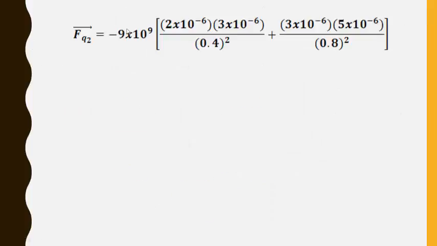Substituting all the values and simplifying, you get the answer as F on Q2. The resultant force on Q2 will be equal to minus 0.55 Newton, or 0.55 Newton towards the left side.